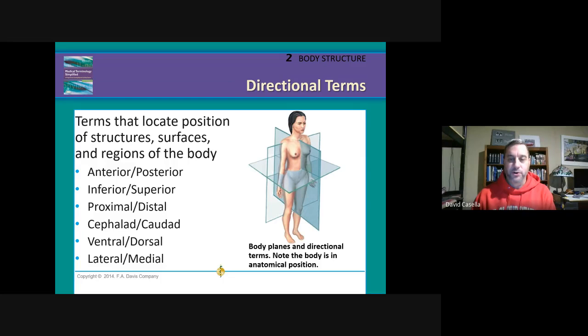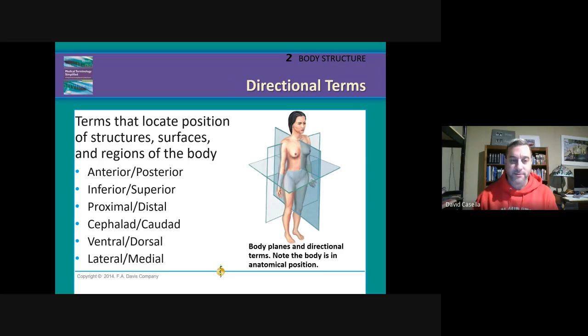So we'll use some different terms in conjunction with each other. So anterior and posterior are opposites. So anterior is the front, posterior is the back. Inferior and superior have to do with being above something or a point of reference, or below it. Proximal and distal have to do with the root of attachment of a limb. So like on my arm, the elbow is proximal to my shoulder, where my wrist is distal. It's further away from the root of attachment.